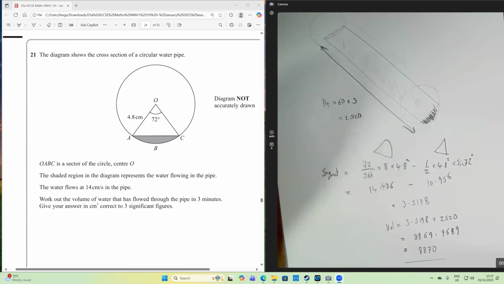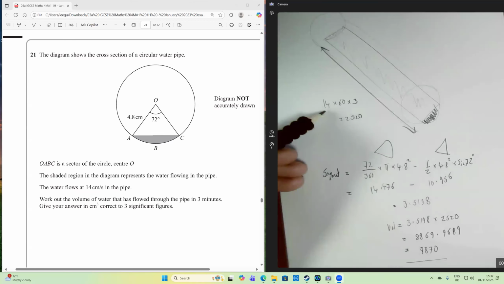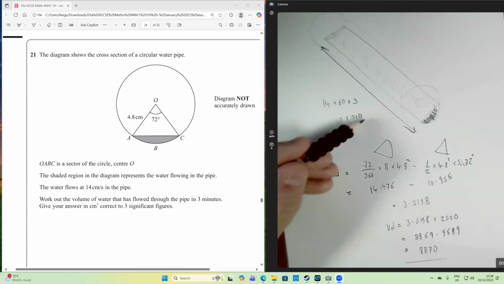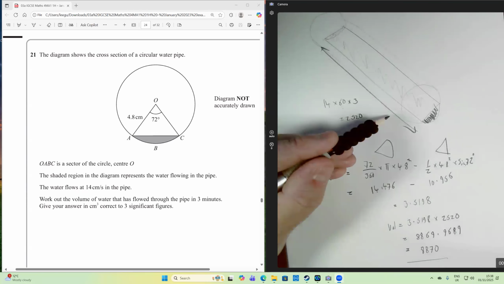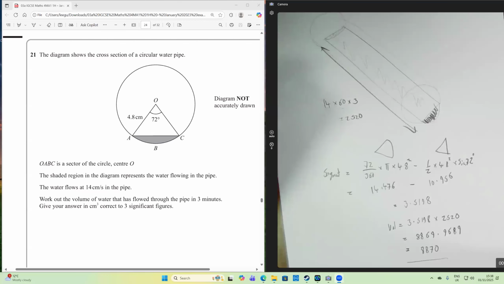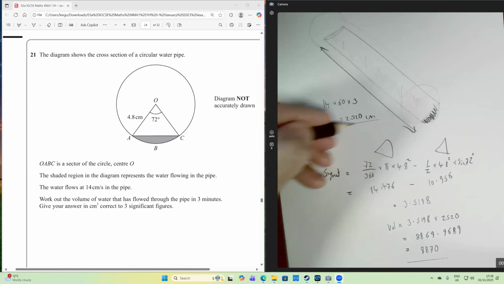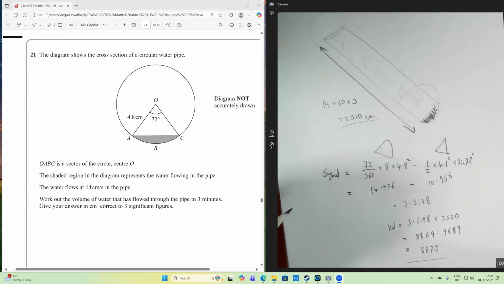So first of all, let's think about the length that we've got here. Now, it's flowing at 14 centimeters per second. So in 1 minute, it will have traveled a length of 14 times 60. And in 3 minutes, it'll be 14 times 60 times 3. So the length of water that's flowed through the pipe in the 3 minutes is going to be 2,520 centimeters.